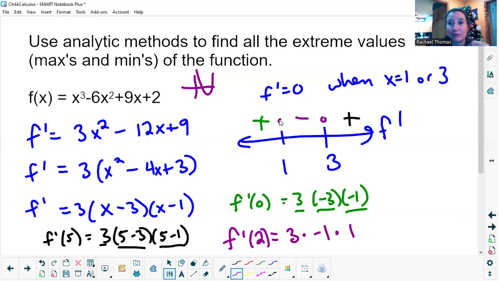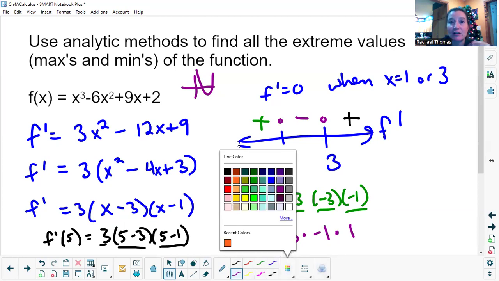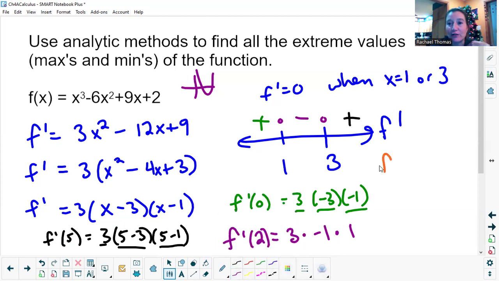F prime is 0 at those two points. What I can conclude about the behavior of f, without knowing the exact nuances of what f looks like, I mean, I can take a good guess because it's a cubic function and I've taken pre-calc. I understand what cubic functions are supposed to look like, but I at least know that f is supposed to be increasing and then flat for a moment, and then decreasing, and then flat for a moment, and then increasing again. I am making that conclusion based on the sign of f prime.